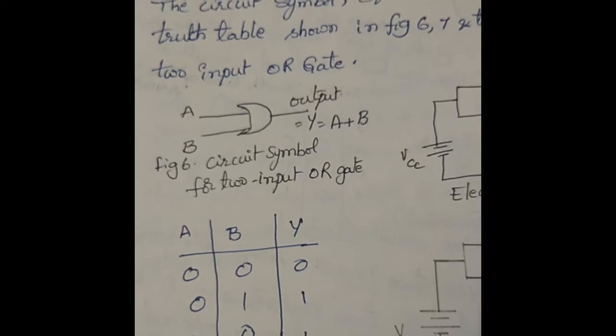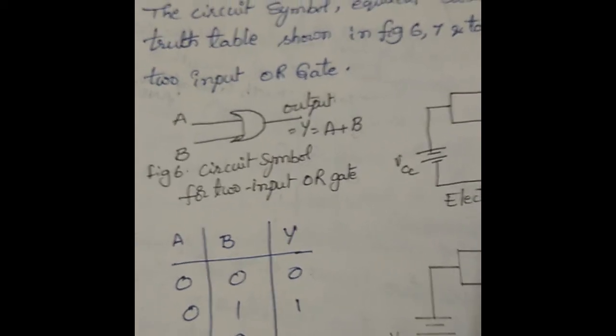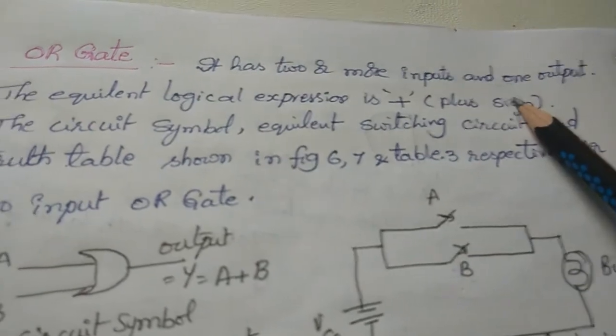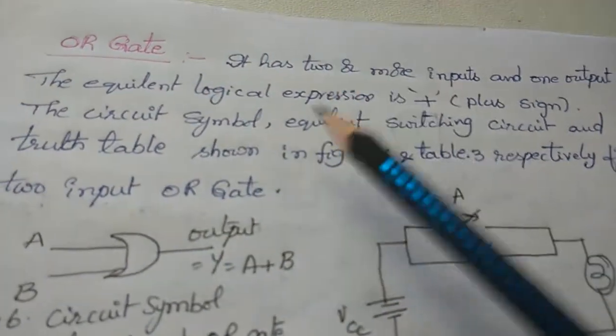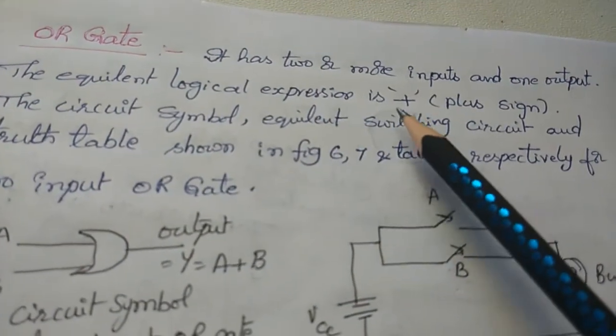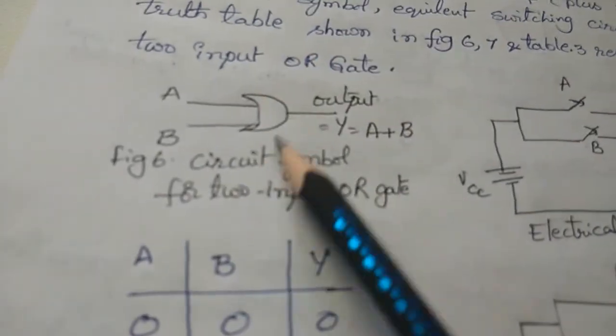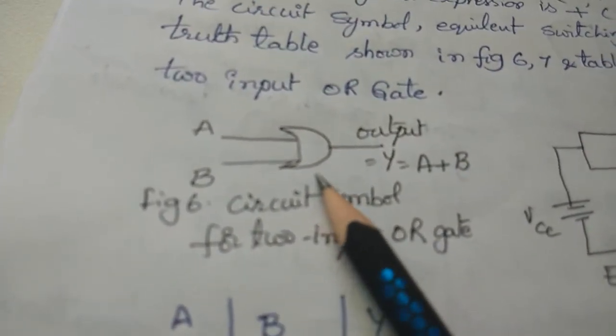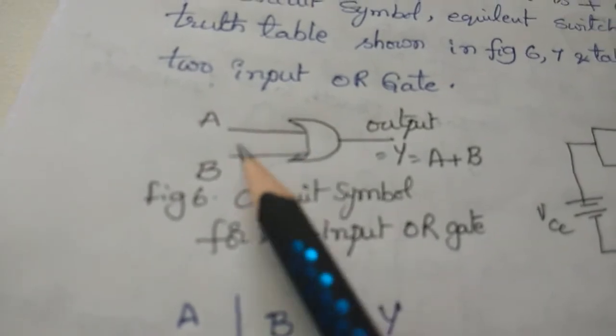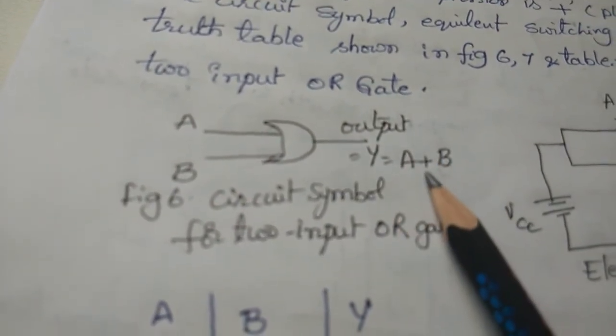Let us discuss the OR gate. It has two or more inputs and one output, and the logical symbol is plus. It is the circuit symbol for the OR gate. If you have two inputs, the output is A plus B.